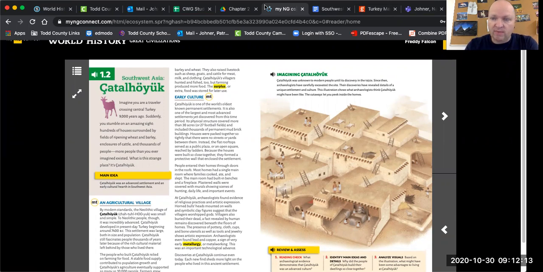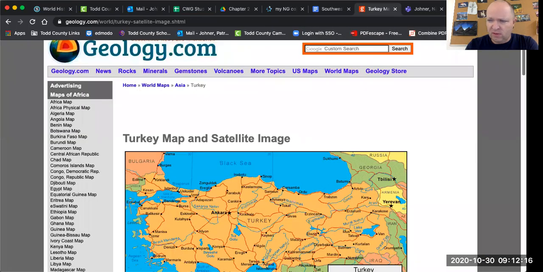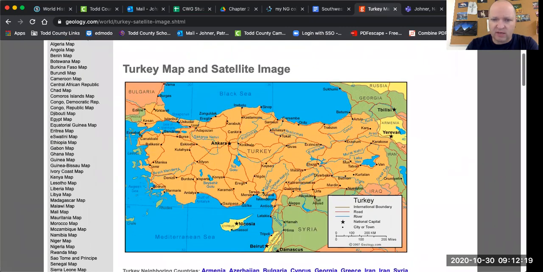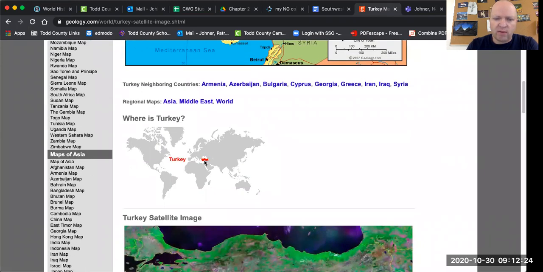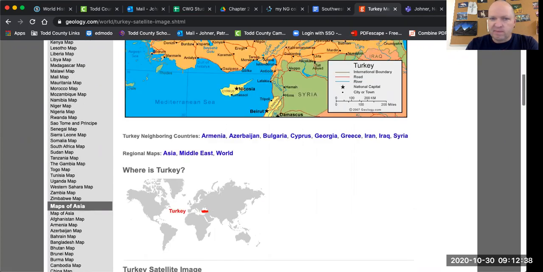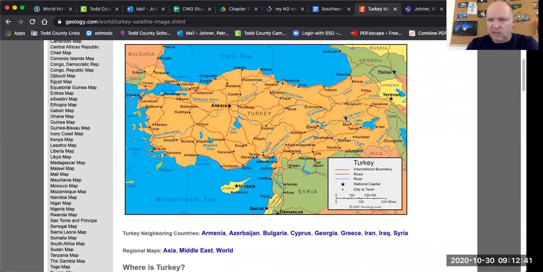And Catalhoyuk, the village, is now located in the modern day country of Turkey. And if you look, Turkey is right in that red area right here. Now, some people consider it part of Europe, but most people it's Southwest Asia. This is Southwest Asia right here. And if we look, it connects into Syria, Iraq. So it's in that Iraq, Iran, Syria area of the world. So that's where the village of Catalhoyuk was.